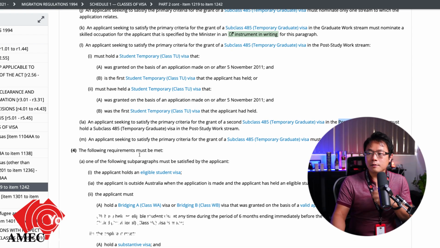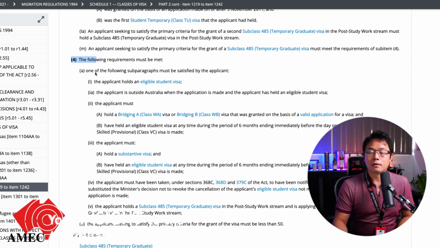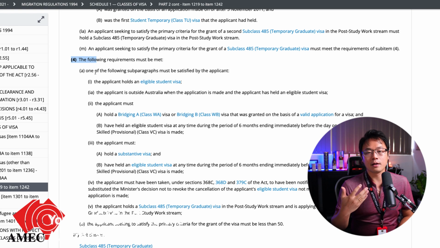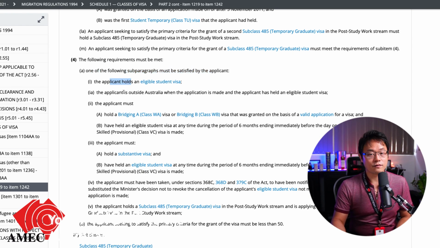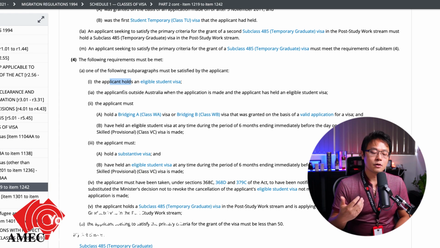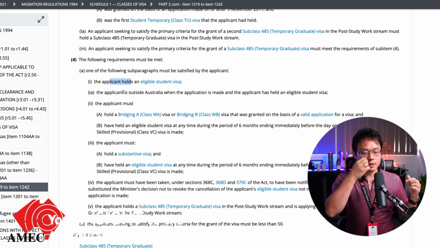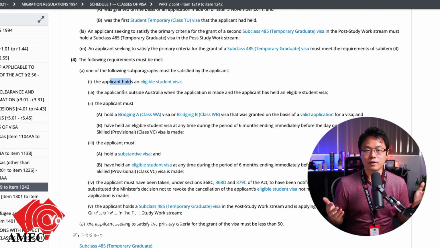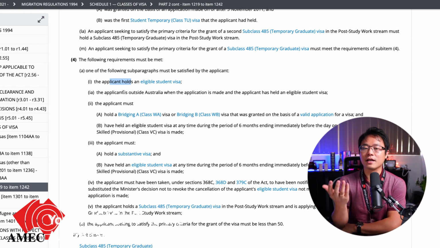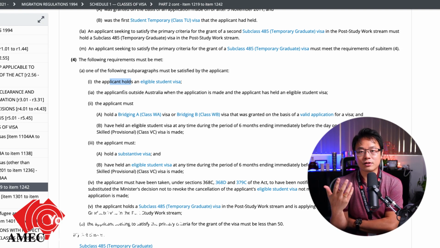Okay, now number 4 is the most important part here. When you're lodging a 485 and meeting that validity, you need to meet one of the following. So you must hold an eligible student visa, of course. Eligible means it's a visa where you're studying. Some people hold a student visa but they're not studying, for example, the dependent. Of course, the dependent cannot lodge a 485 because he or she was not the one who actually studied or graduated from the course.